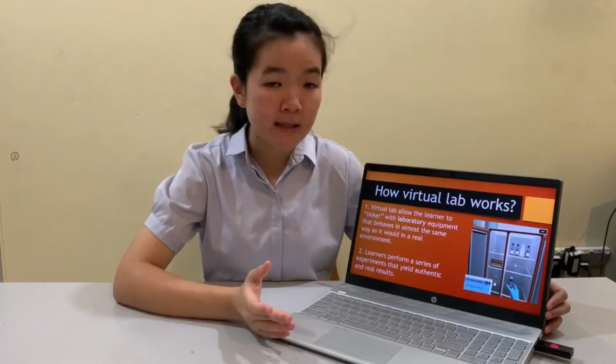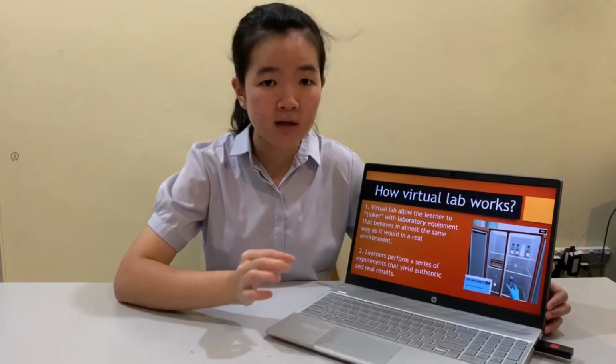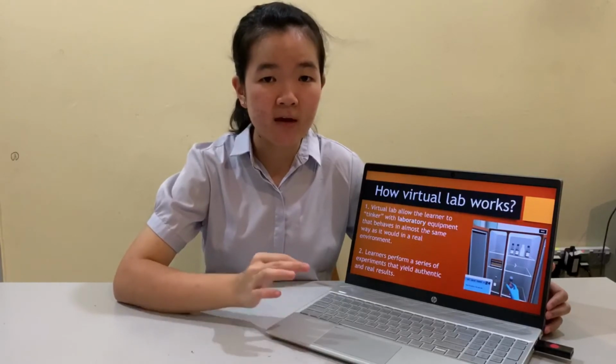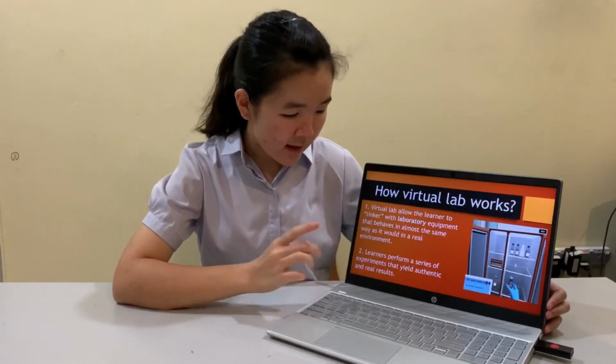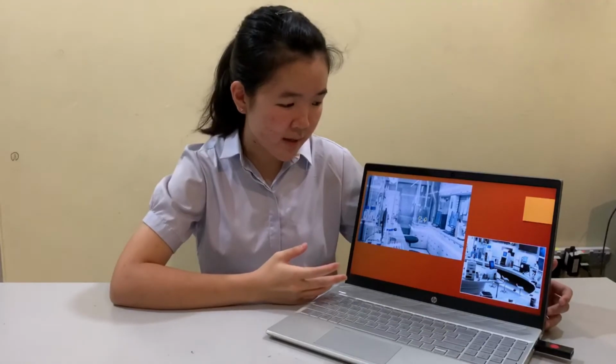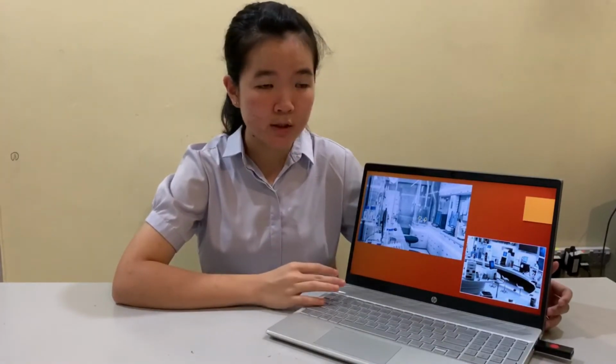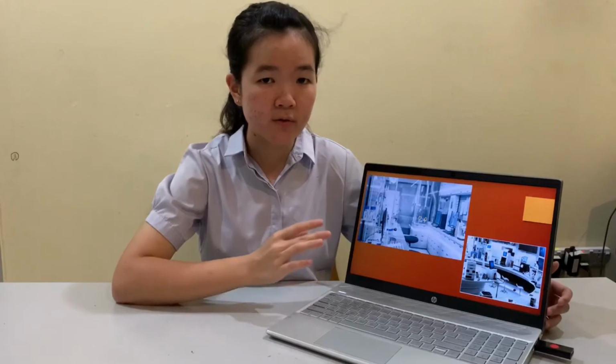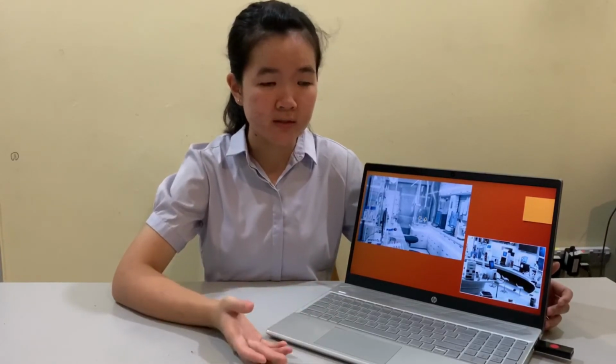How exactly does a virtual lab work? In a virtual lab, students or users can tinker with lab equipment that behaves in the same way as it would in a real lab. Secondly, learners perform a series of experiments that yield results which are very authentic and real. As you can see here, these are images from the internet about virtual labs. They look very similar to the labs that we go to in our university.